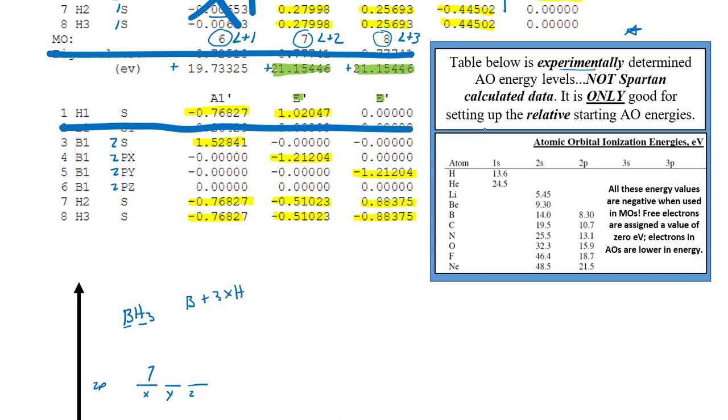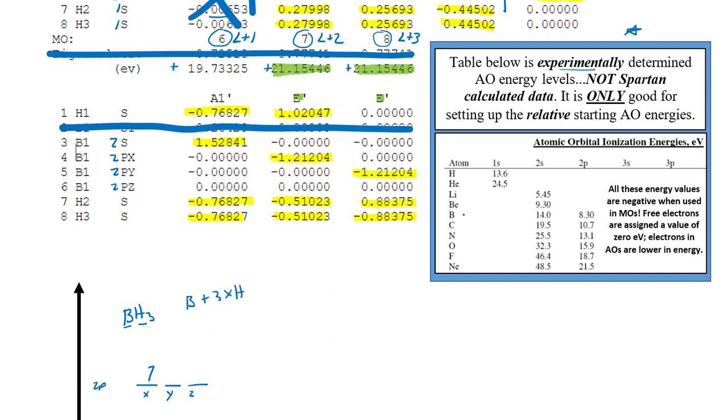And so what I want to be careful to say here is that I will use this table oftentimes. You don't have to use it. I like to use it because it can help me set up relative energies to begin with. And then once I've done that, I forget about it. I move on to only Spartan. And so let me show you what I mean.